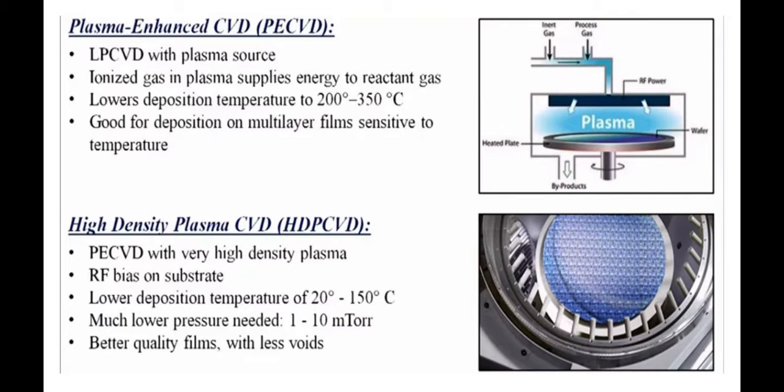The next one is called high density plasma CVD, or HDPCVD. It is plasma enhanced CVD with very high density plasma. Here the density of plasma is higher, there is an RF bias on the substrate, and the deposition temperature is lower, generally 20 to 150 degrees centigrade. Much lower pressure is needed, generally 1 to 10 millitorr. It gives better quality films with fewer defects. So this is a more sophisticated machine than the plasma enhanced CVD process.